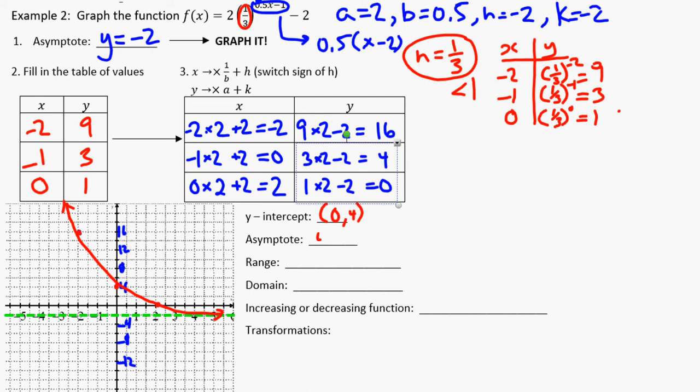My asymptote, y equals -2. My range, y is greater than -2. Greater than because my a value is positive, and the graph is also above the asymptote. My domain, I butchered it last time, I'm going to butcher it again, but it's always the same, x belongs to the reals. Increasing or decreasing function? Because it's going from left to right, it's going down, the y value is getting smaller and smaller, this is a decreasing function.